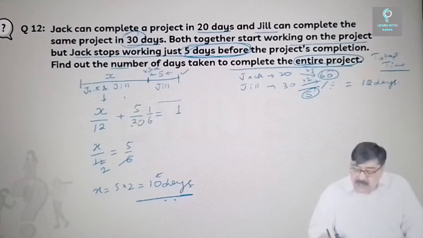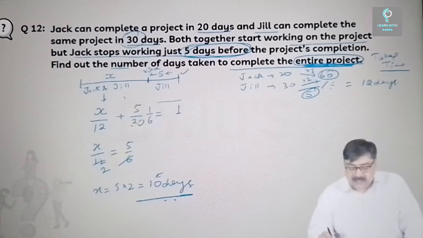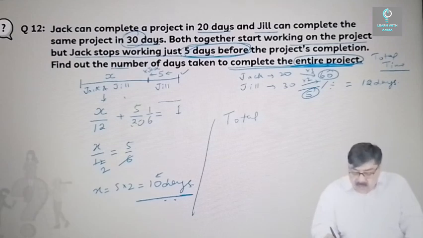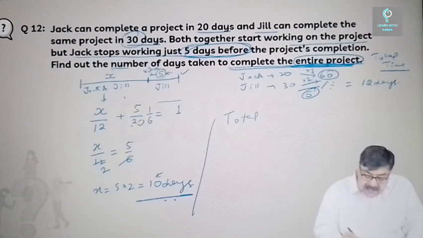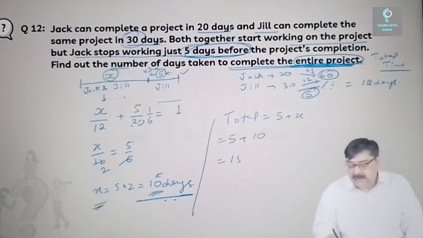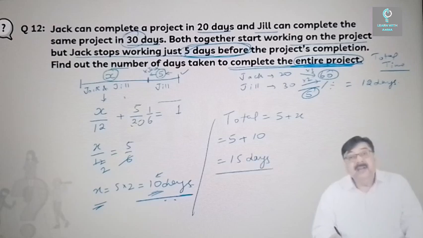before that, you are going to read the question statement carefully. So what does he want? Find out the number of days taken to complete the entire project. Entire project is always total time. So total time is how much? Well, total time is 5 days here plus X days here. So it is 5 plus X. That is 5 plus 10. So total time taken here should be 15 days. That is your correct answer.